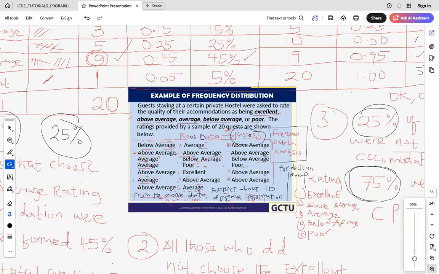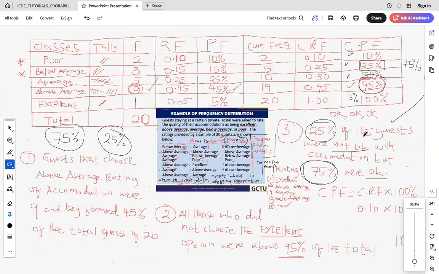And so like my third information I gave you, which I like so much, look at information number 3. I'm saying 25% of the guests were not okay with accommodation, but 75% were okay. This is what every manager wants to hear. That what are the people saying?